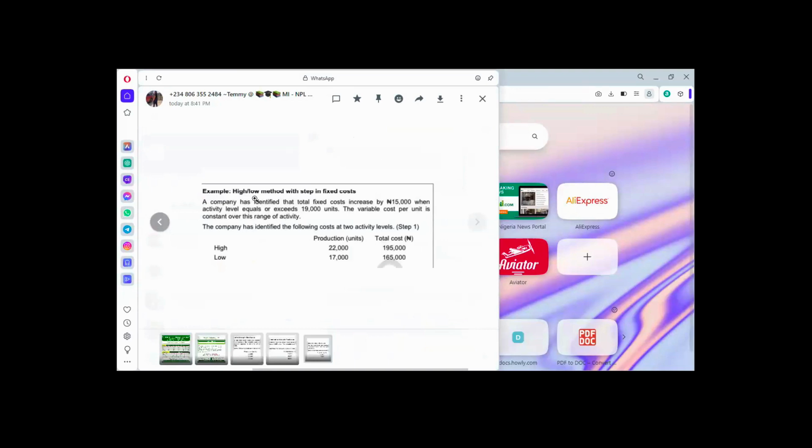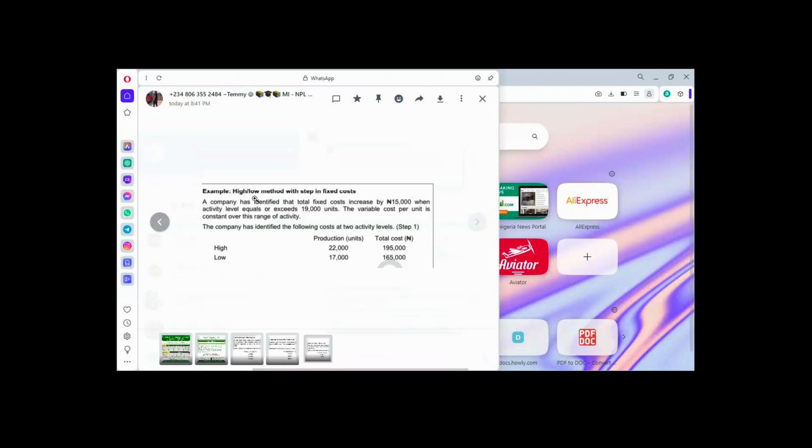Now, if you look at this question, what will come to your mind is that it's the high and low method. But what are the steps to take to solve the problem? That is the problem relating to the question.